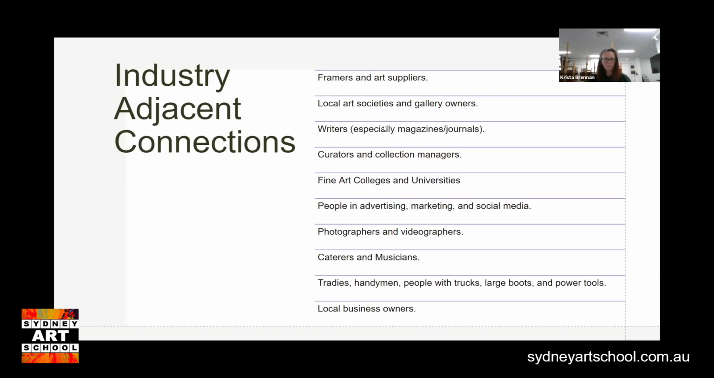So there's a lot there. Framers and suppliers, art societies, gallery owners, writers, curators, collection managers, and so on and so on. People advertising, marketing, social media, even tradies, handymen or handy people, people with trucks, power tools, local business owners, caterers, musicians. These are all people who might be involved in some context or some way with anything that you're pursuing.